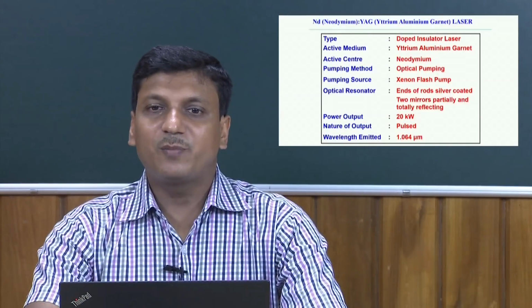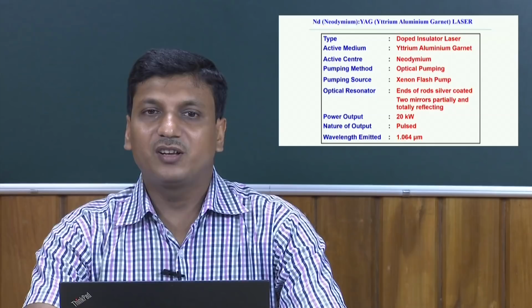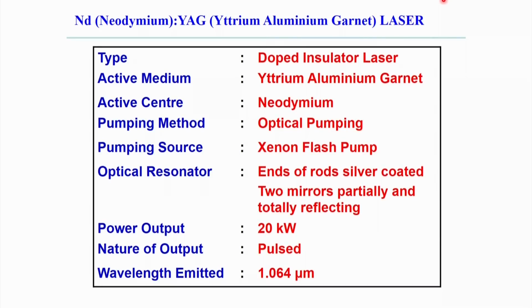Now, we look into one typical laser that is called the Nd:YAG laser. Most commonly we use this laser in several applications. Now, if we try to characterize this type of laser, we can see that the type of the laser is a doped insulator laser, that means neodymium is the dopant here, and the active medium is yttrium aluminum garnet, and of course this is a solid state laser.